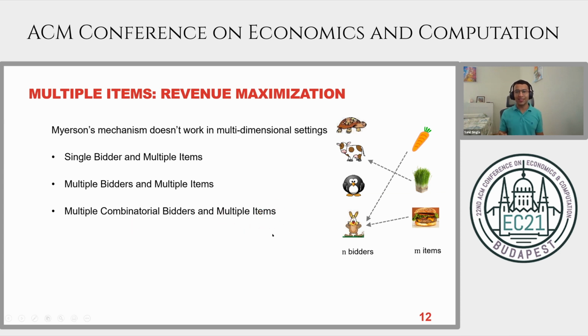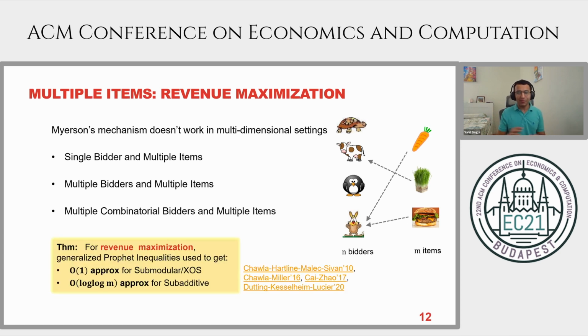All these problems have been studied. I won't be going again over the proof of any of these things, but the main takeaway message is that using these profit inequalities, you can again get very good approximations for all these revenue maximization problems. So in particular, for submodular and XOS valuations, you can again get constant approximations. And for subadditive valuations, you can again get a log-log m approximation.